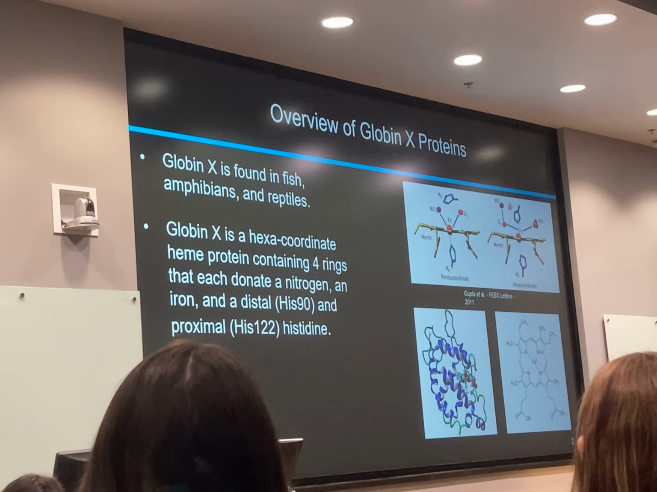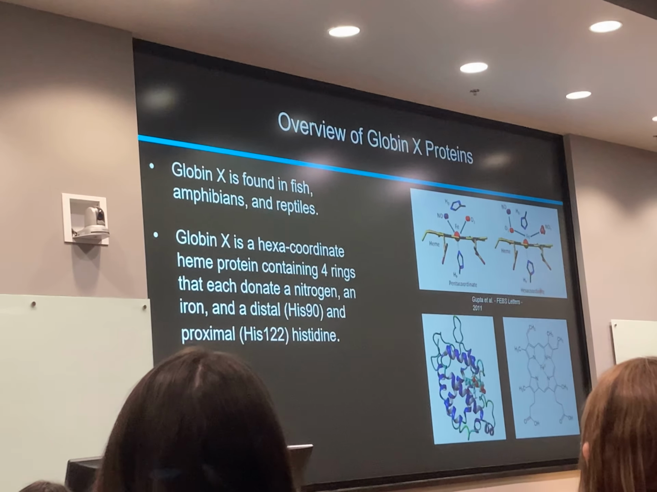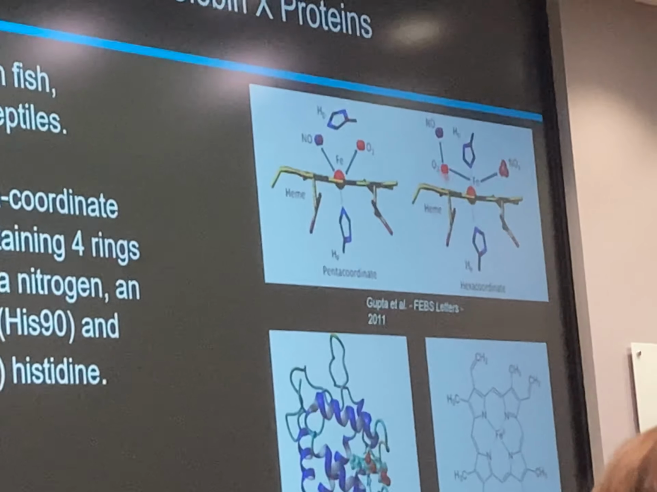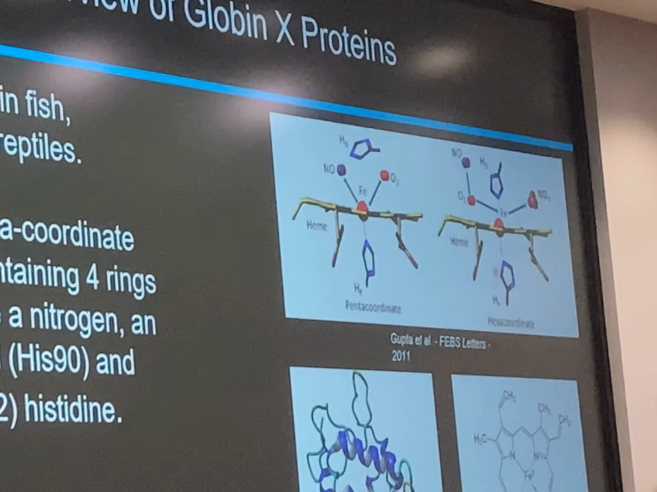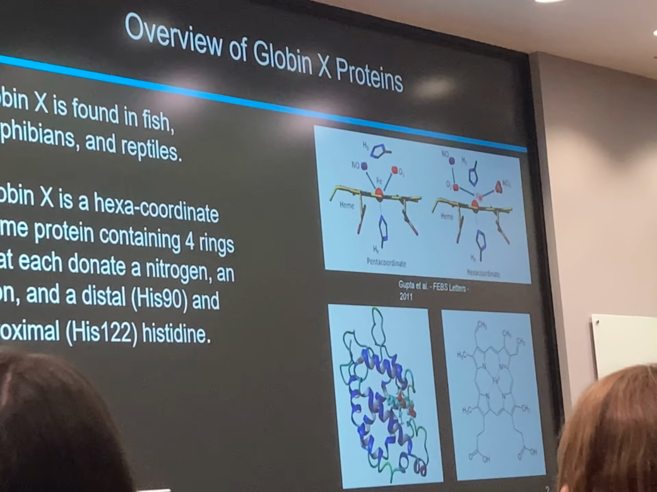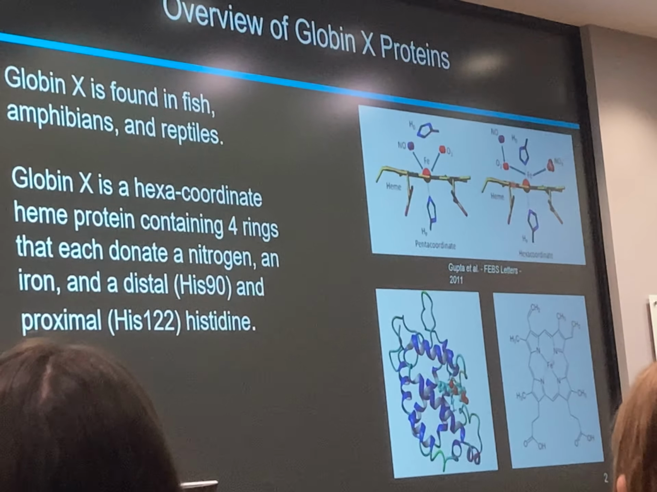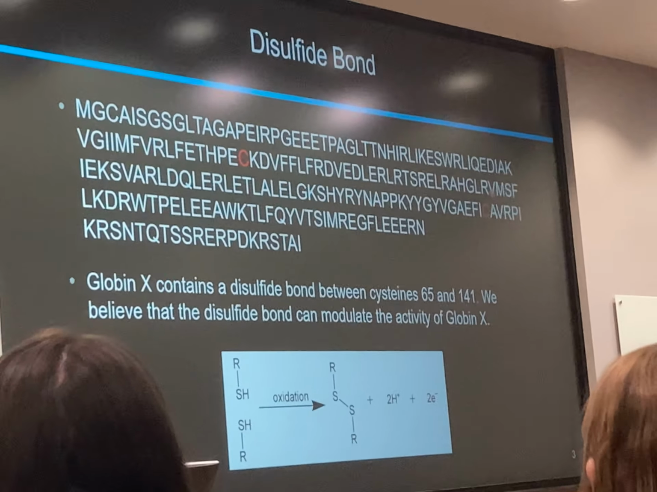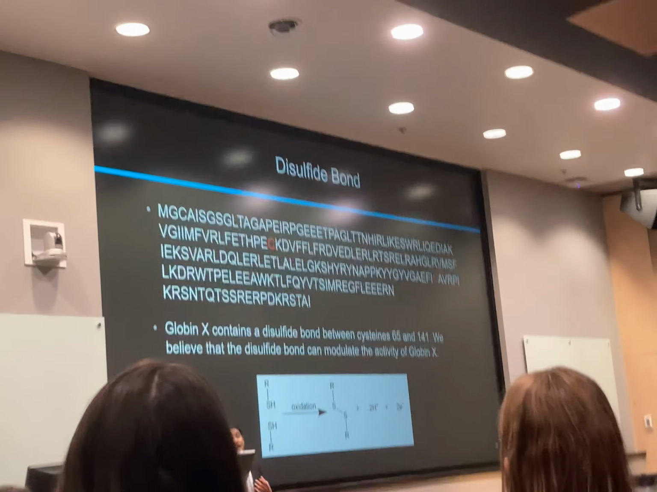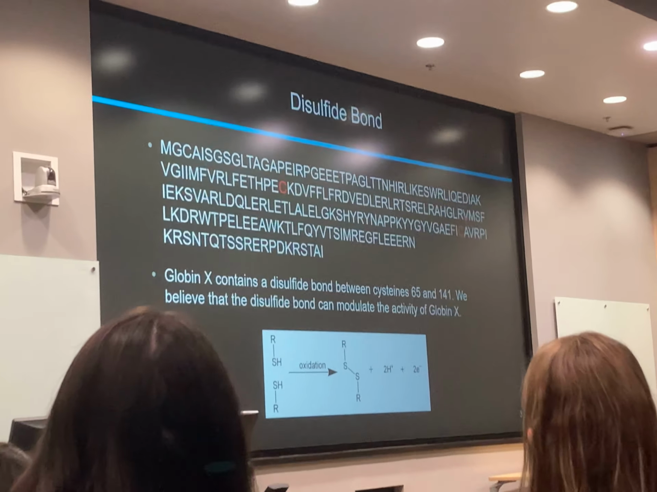And now I'll explain the difference between distal and proximal histidine. So, globin X is a hexacoordinate heme protein, which contains the amino acid distal histidine and the amino acid proximal histidine. Distal, because it's further away from that iron atom, and proximal, because this histidine is closer to that iron atom. Now, every single protein is made up of amino acids. In this particular protein, globin X, it contains 200 amino acids.